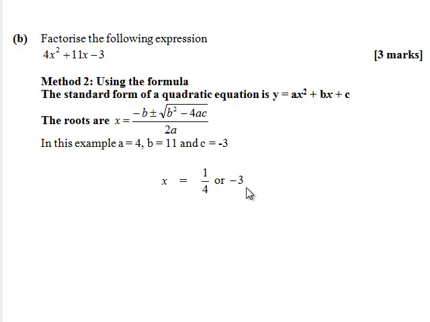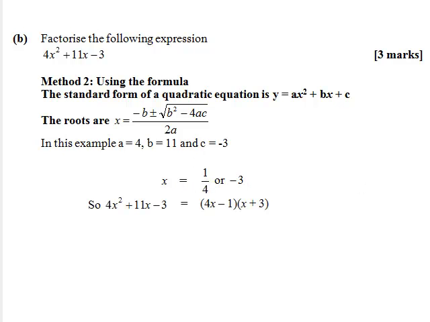Now, we were asked to factorise, so that's not the end of the answer. So we need to take, first of all, the x equals a quarter. If we take that to the other side, we're going to get x minus a quarter is one of the factors, only we don't really want the x minus a quarter, so we'll write it as 4x minus 1, and then we've got x equals minus 3, and if we bring that to the other side, x plus 3 is a factor.